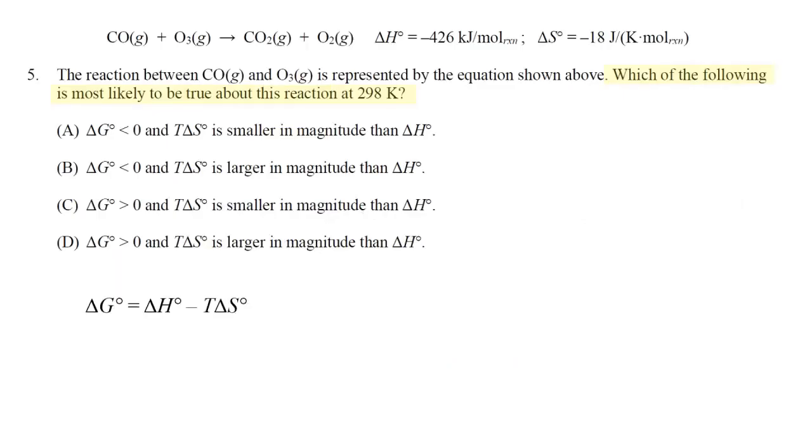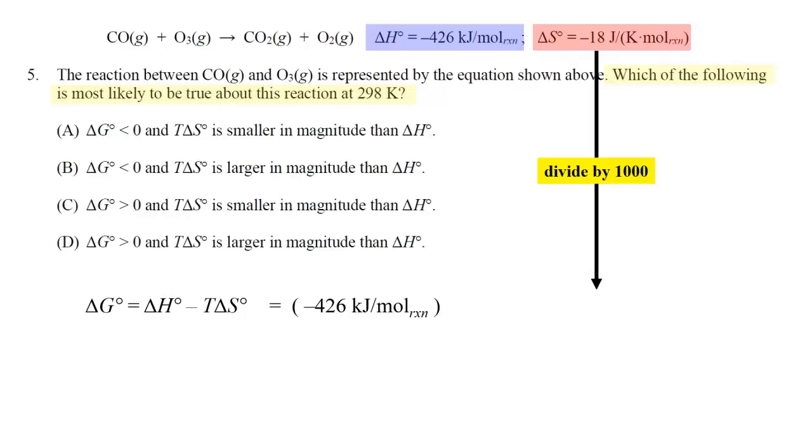Delta G equals delta H minus T delta S. Now the T, the temperature, will be 298 Kelvin. The delta H is what we are given in this question, so negative 426 kilojoules per mole of reaction. So minus T delta S, and notice that I'm showing divide by 1,000 to go from joules to kilojoules. So negative 18 now becomes negative 0.018 with units of kilojoules per Kelvin mole of reaction. And again, there's my 298 Kelvin for the temperature.